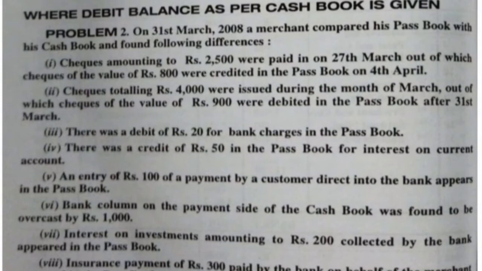Therefore, we need to deduct 800 from the balance as per cash book. Did you get this first transaction which I have explained now? Any doubts? Am I going fast?